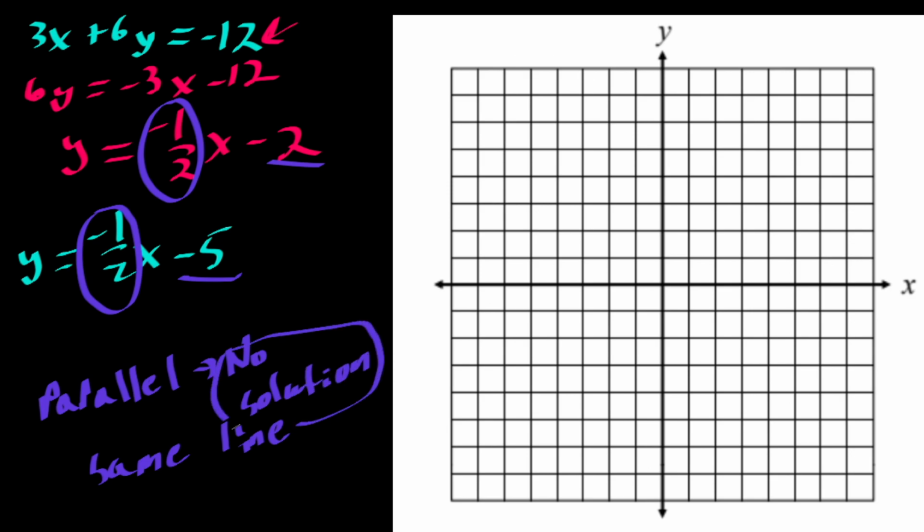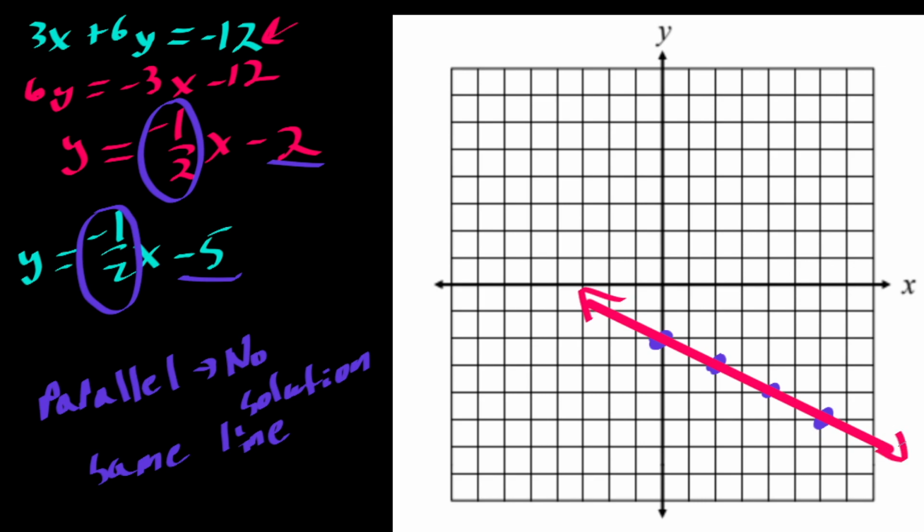Let's just graph both of these real quick. So the first line, we're going to start at -2, which would be here. And we're going to go down 1 and over 2. And then let's do another one, down 1 over 2. We'll do a couple more just so I can draw it straight. You probably don't need that many, but I want to have that many because I am a sloppy grapher. All right, that looks pretty nice. So there's our first line.